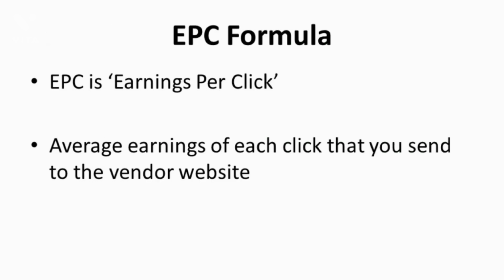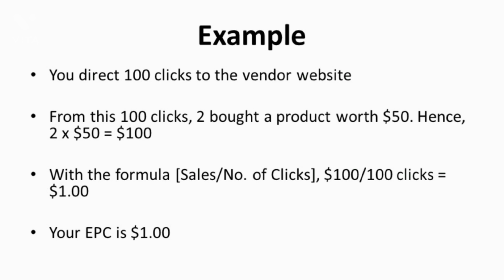Earlier on, I mentioned EPC. Now I'll elaborate and explain about it, and we'll introduce the formula to calculate it too. EPC stands for earnings per click, and it's the average earnings of each click that you send to the vendor website. It involves your conversion rate. So how do you calculate your EPC? The formula of EPC is sales divided by the number of clicks.